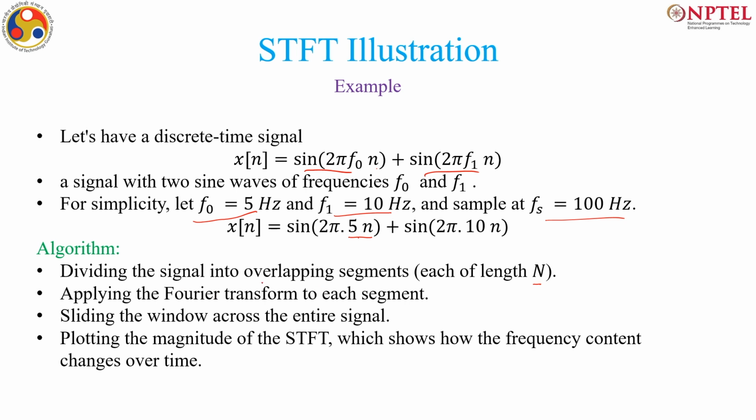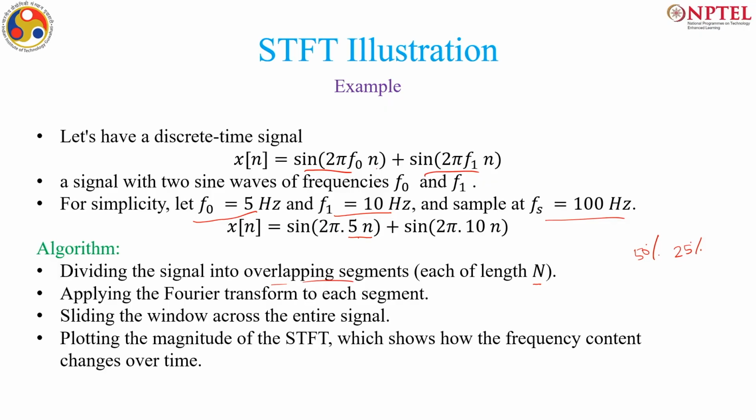I can select overlapping segments, say I can take 25% overlap, I can take 50% overlap. This also needs to be taken care of, because the more overlap you take, the more computations you have to do, but you get a better localization in time, and vice versa. Then I have selected some segments, so I have to do the Fourier transform for each segment. That is, first I will take one window, do the Fourier transform, then slide the window, do the Fourier transform, again slide the window, do the Fourier transform.